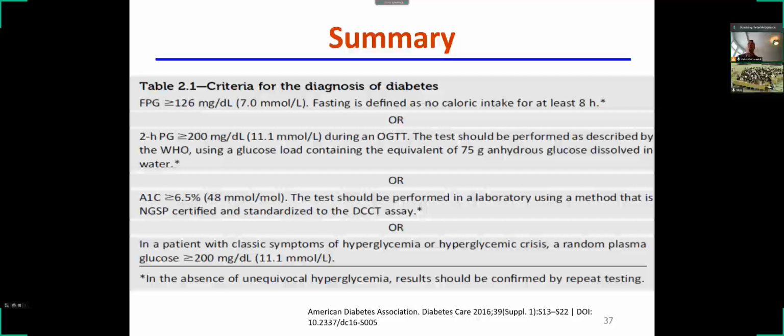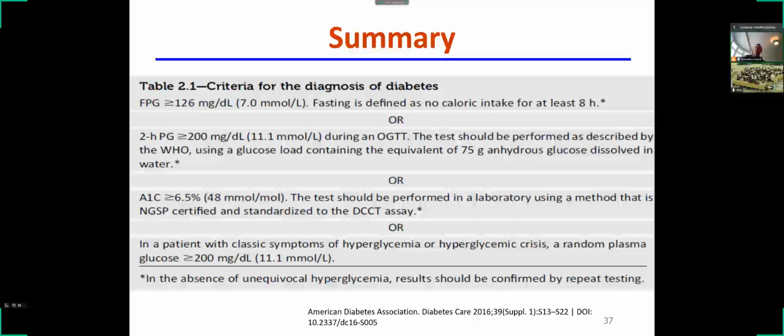So the criteria for the diagnosis of diabetes: first, you can do the fasting glucose levels. Fasting is defined as no caloric intake for at least 8 hours. So typically you do the test in the morning and you have the patient go all night without drinking or eating.